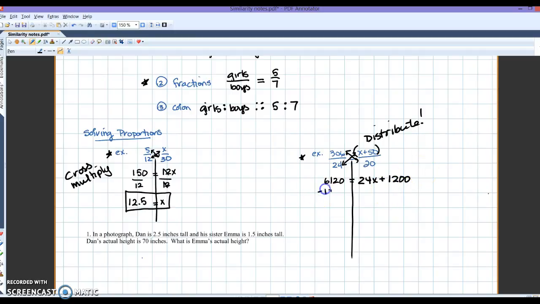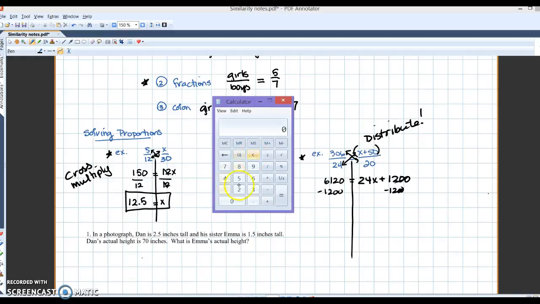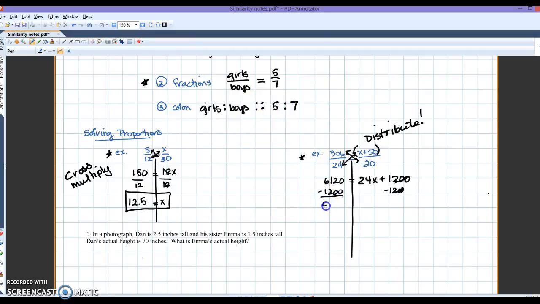So subtract 1200 from both sides. Once again, grab my calculator. 6120 minus 1200 is 4920. Divide both sides by 24.